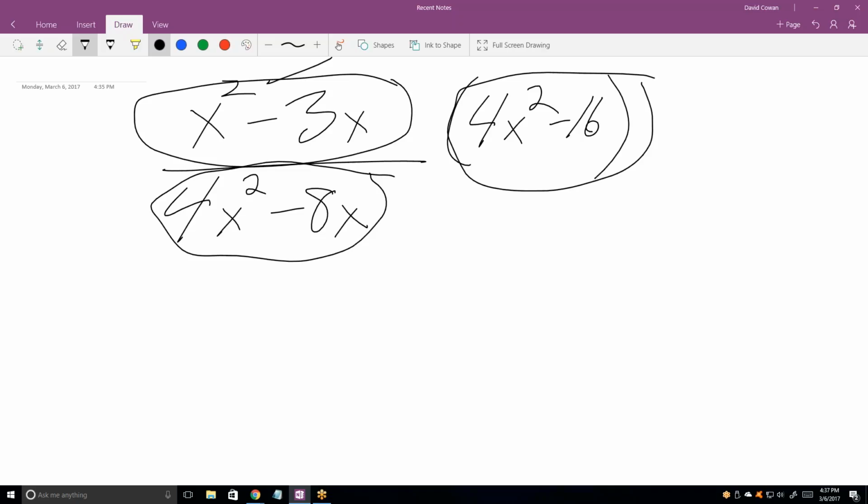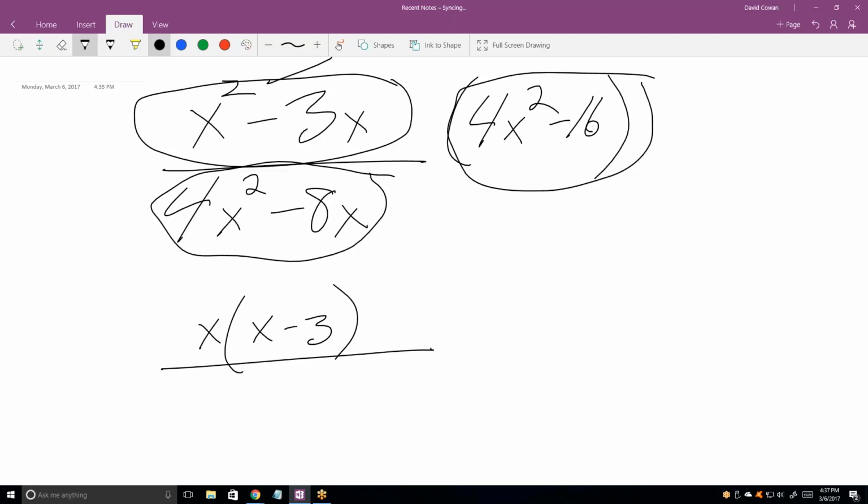So what do you get? Would it be x plus 3, x minus 3? When you're factoring something, when you're done, always multiply it back together again to make sure you get what you started with. Notice that had I put x plus 3, when I multiply it back together, I do not get x squared minus 3x. The only way I get x squared minus 3x is if it's x times x minus 3.